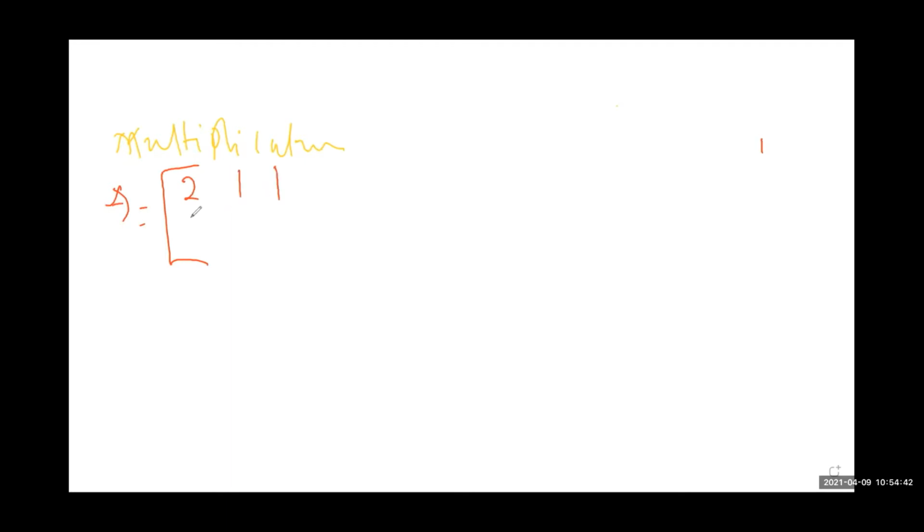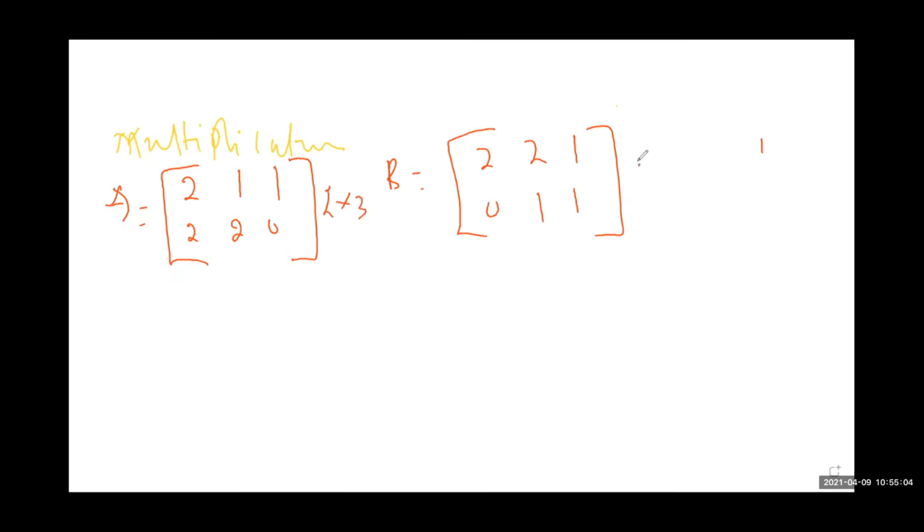Matrix A is given as 2 1 1, 2 2 0. Matrix B is given as 2 2 1, 0 1 1. So let's do this together. By dimension, this is a 2 by 3. This is also a 2 by 3. Can I do the operation A times B?